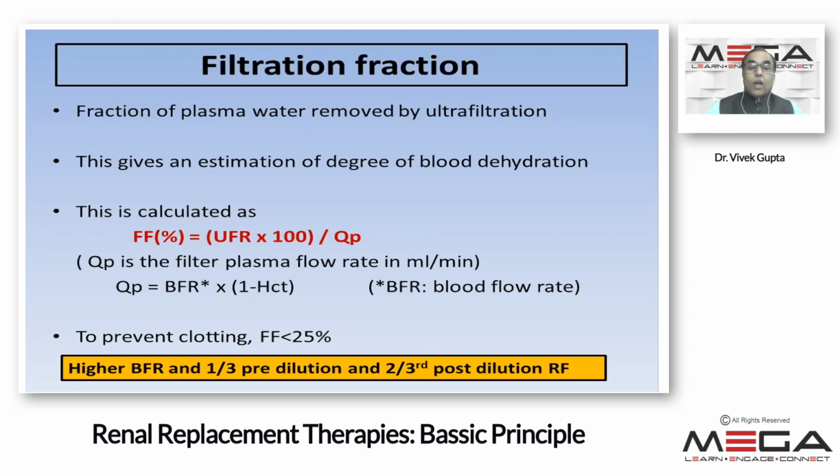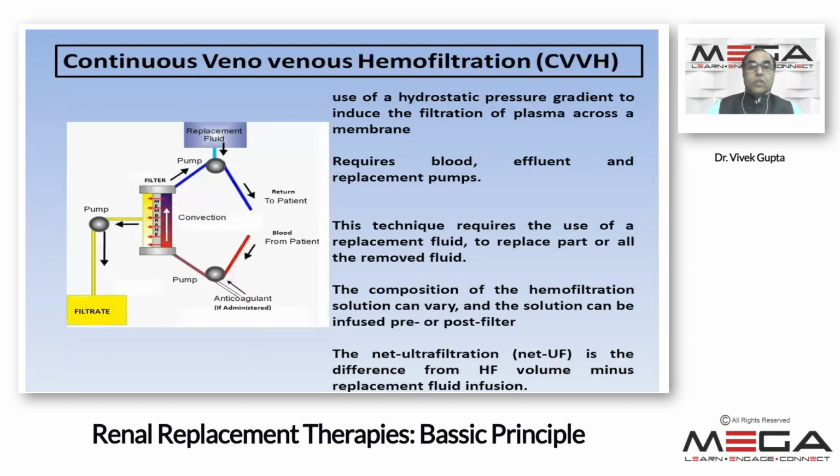This can also be achieved with a higher blood flow rate, and by maintaining pre- and post-dilution. In those cases we can reduce the filtration fraction and achieve a good filter life. In all advanced machines, you will see the percentage of filtration fraction displayed by the machine itself when you do a prescription, and you can adjust the prescription accordingly.